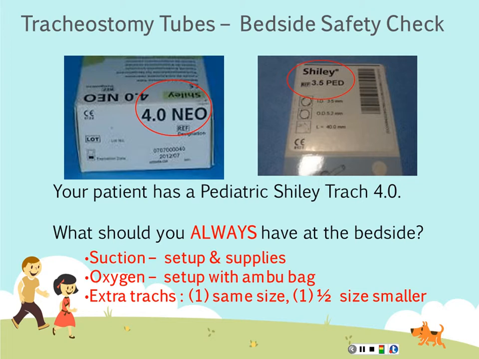So if you look at the top, you will see a 4.0 neonatal Shiley trach on the left, and you'll see a 3.5 PD Shiley trach on the right. So the spare trach that we would want to have that was a half size smaller would be the one on the right. Now what you always want to do is check and make sure that these are at the bedside.